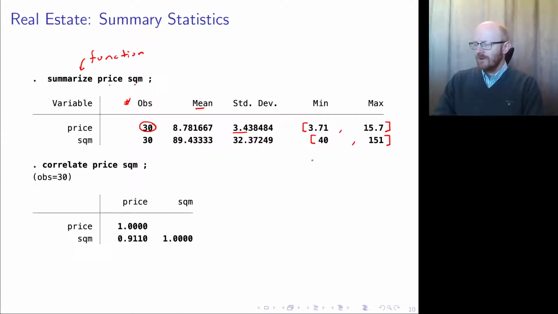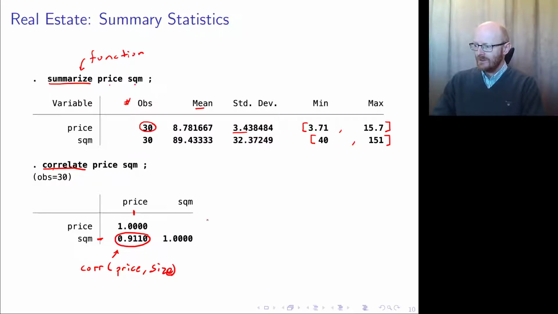And what you also want to do, in addition to the summarize function, is use the correlate function, because then you can find the correlation. This is the correlation between the price and size. And we see that the correlation is 0.911. The correlation is always between -1 and +1.